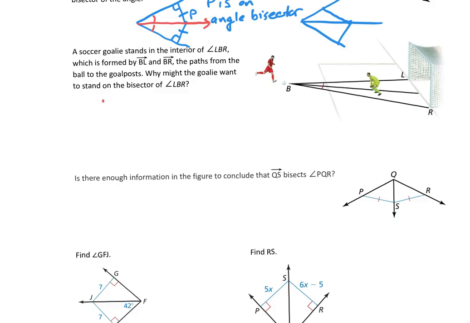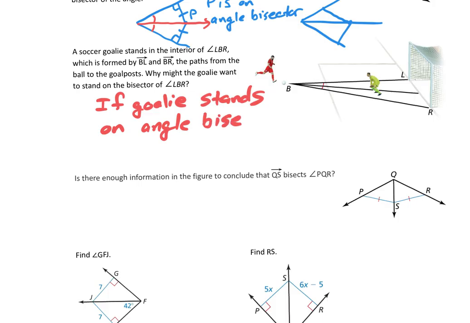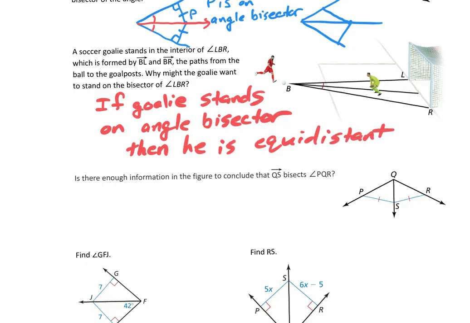And so we would say something here like, if the goalie stands on the angle bisector, or splits the angle bisector, however you want to say it, then he is equidistant from both sides. Gives him a better chance of making the stop.